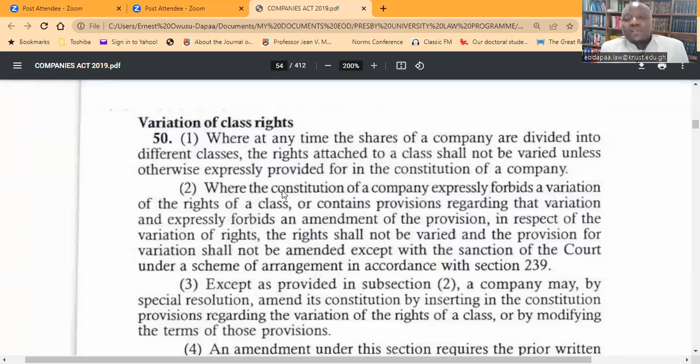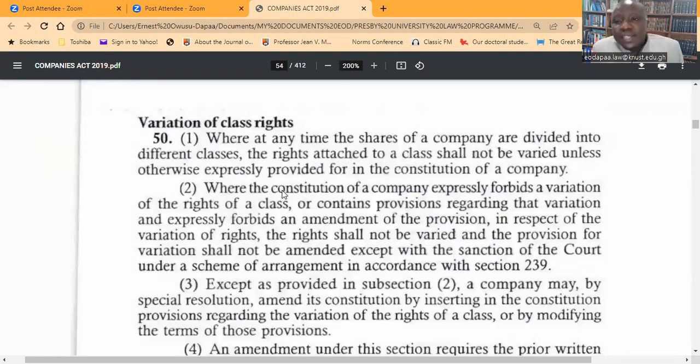Now, 52: where the constitution of a company expressly forbids a variation of the rights of a class, or contains provision regarding that variation and expressly forbids an amendment of the provision in respect of the variation of rights, the rights shall not be varied, and the provision for the variation shall not be amended, except with the sanction of the court under a scheme of arrangement in accordance with section 239. Now, 52 is very important because classes of shares do not just happen. Classes of shares happen for major reasons.